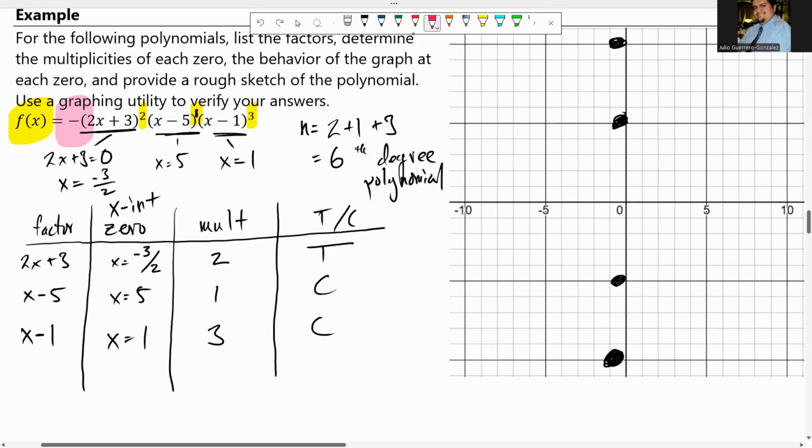There we go. Okay. One x-intercept is going to be negative 3 over 2. So negative 3 over 2, that's about a half right there. Okay. The next one is at positive 1 right there. And the next one after that is at 5. Okay, so we at least have the x-intercepts down, right? Next up, behavior. Touch and cross, right? For this one, it should touch. For this one, it should cross. And for this one, it should cross.